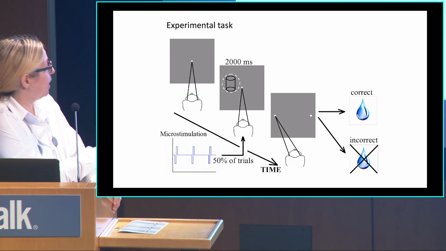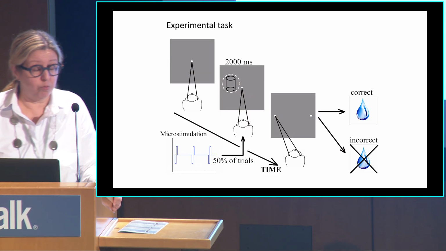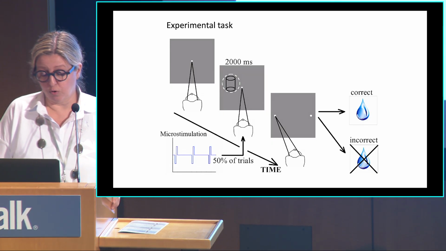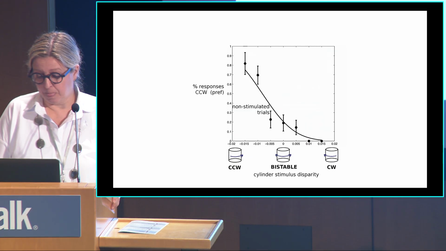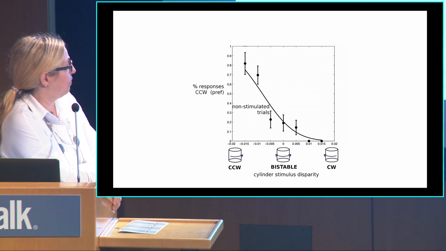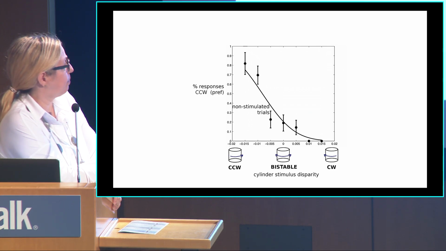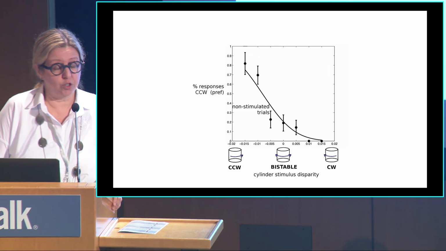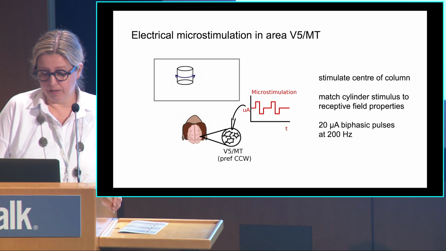On half the trials, randomly interleaved, we inserted a very small current microstimulation through a single electrode in one focal point in V5MT. And this is the result from one site here. You have the psychometric function with the cylinders. Again, the disparities down here. That's your bistable cylinder. Counterclockwise rotation in one direction, clockwise in the other. And these are the trials where there was no electrical microstimulation.